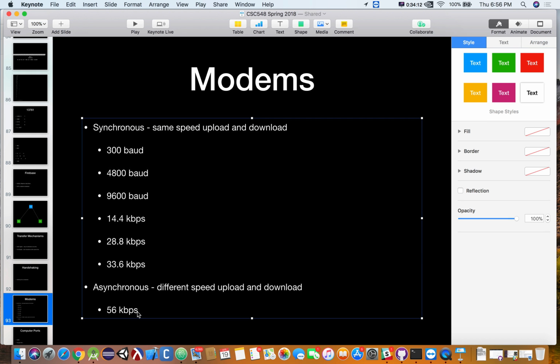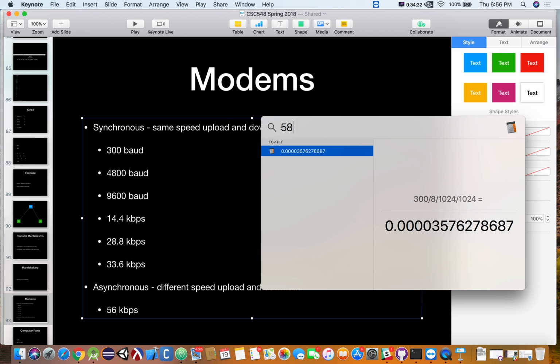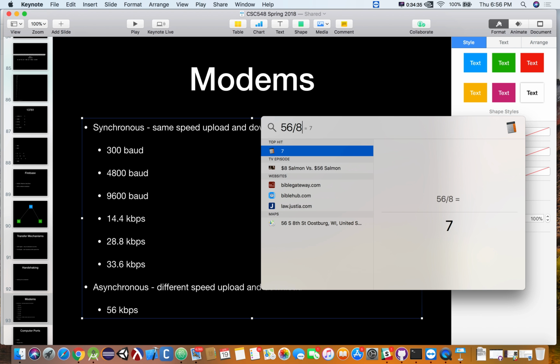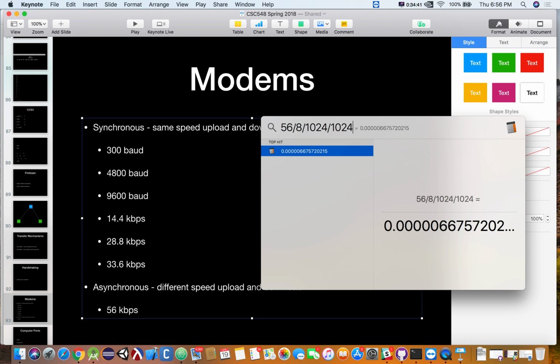Now, back in the days of the 56K modem, if you remember the picture we just showed, the USB had a little flame on it because it's supposed to go fast. So fast that it had fire. That's how fast 56K was. So 56 kilobits per second is 56 divided by 8, so 7 kilobytes a second, divided by 1024. That is the speed in megabytes per second. Still really, really, really slow.